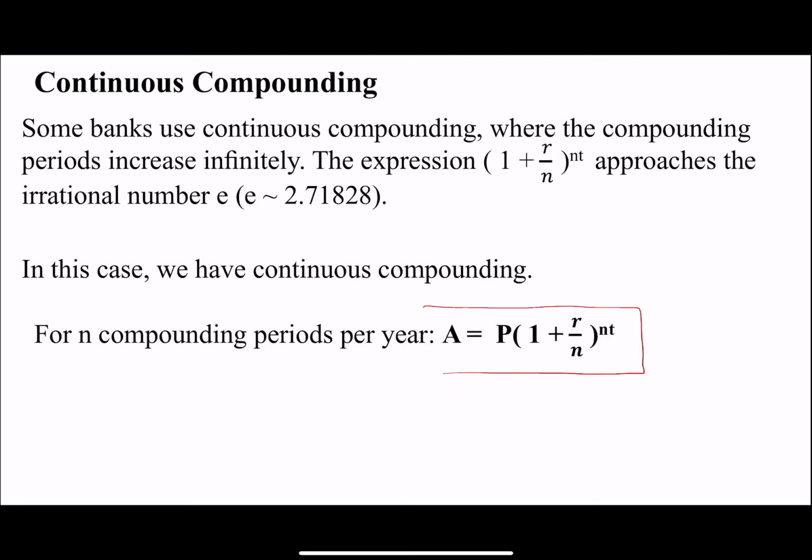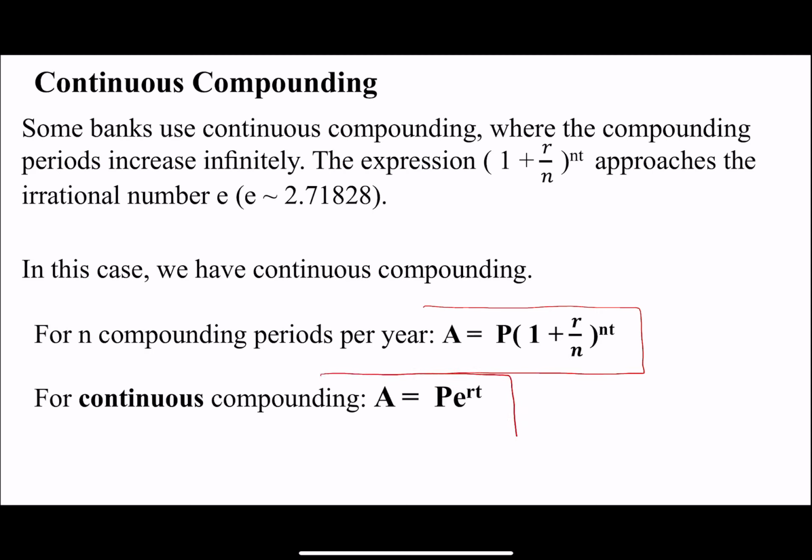the equation is presented here. Now imagine n goes to infinity, increases. Then we have this equation for continuous compounding. That's your principal times e. E is an irrational number. Here we go: e to the power of r times t.